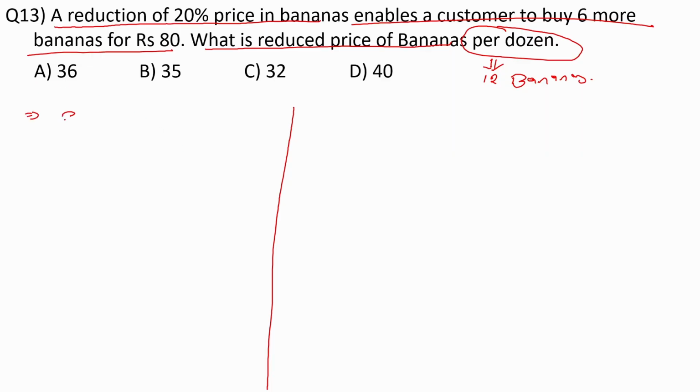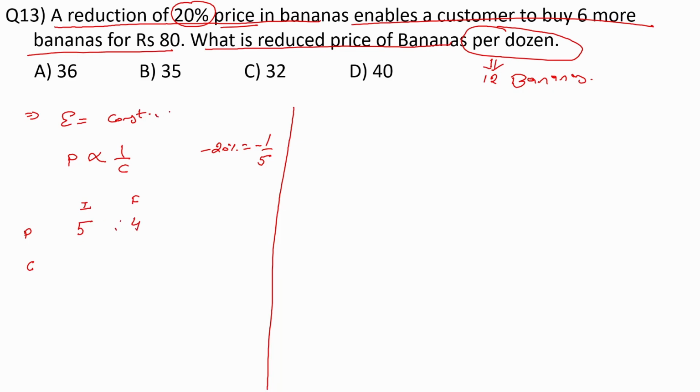Here, as expenditure is constant, price is inversely proportional to consumption. This is going to be initial and this is going to be final, for price and consumption. The reduction of 20% in price, so minus 20%, that is equal to minus 1 by 5. So if the initial price is 5, the final price would be 4.